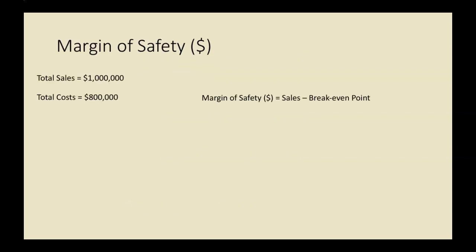Our margin of safety in dollars is our sales minus our break-even point. So our sales were $1 million, and notice that our break-even point is the same thing as our total cost. Because if we remember, our break-even point is just how much do we need to sell to cover all of our costs. So 1 million minus 800,000 tells us that our margin of safety in dollars is $200,000, because we're $200,000 above our break-even point.